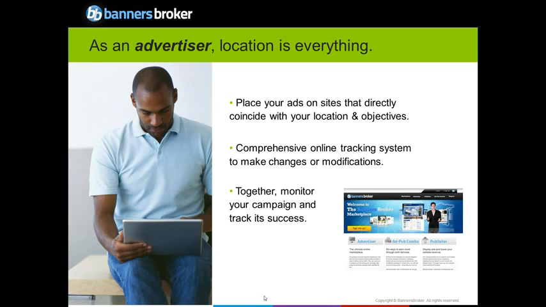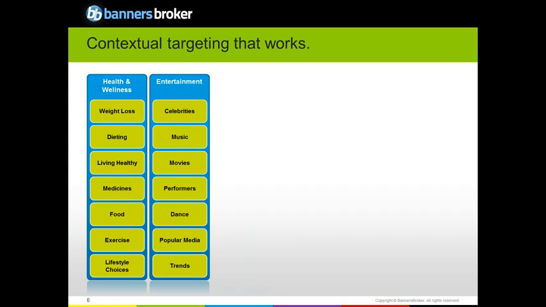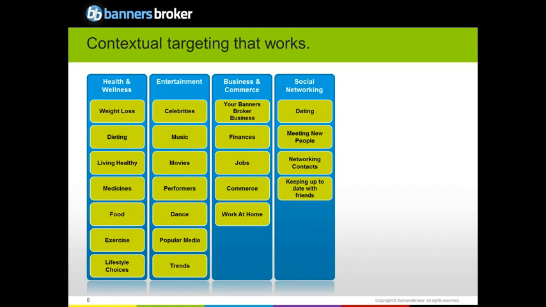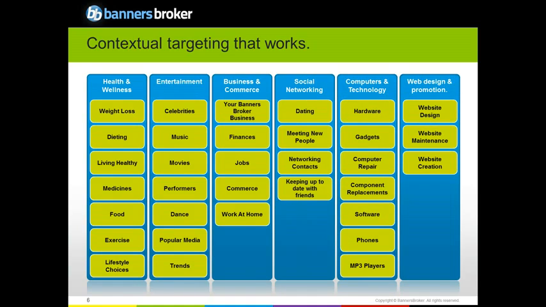So let's say you purchase 40,000 ad impressions. To get started, you'd log in to your back office, create a marketing campaign, and the first thing you're going to do is select the contextual targeting. What that means is what types of websites, so the category of the websites. We have 6 primary categories: health and wellness, entertainment, business and commerce, social networking, computers and technology, and web design and promotions. And there you can see all the subcategories that fall into them.